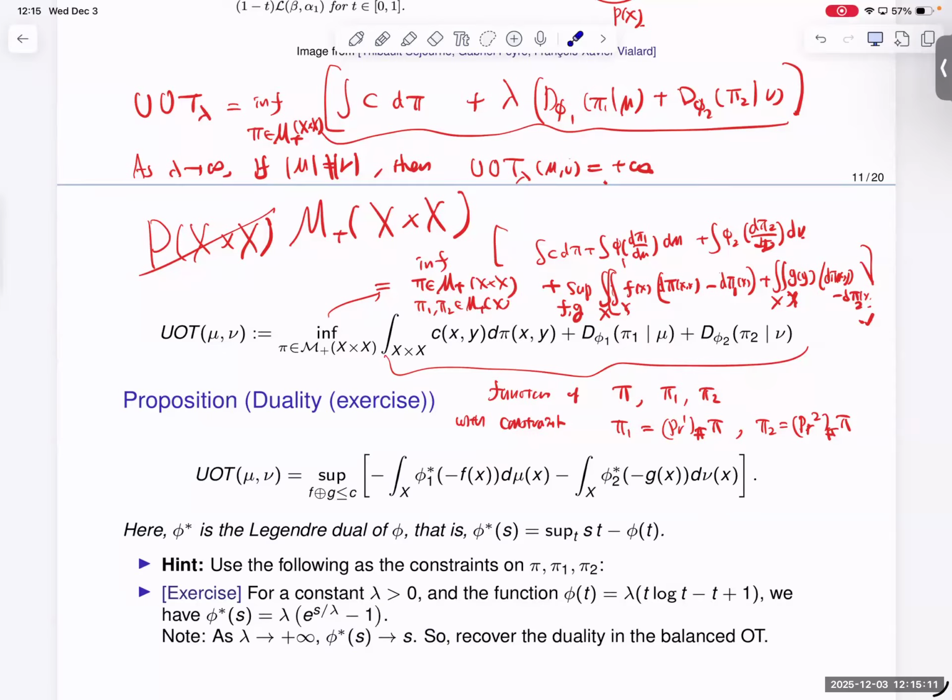Okay, sure. You can look at the literature. Sure. I guess an even more basic, intuitive question: how do we interpret pi? Once we have the optimizer, how do we interpret it as some sort of partial coupling between mu and nu? Yeah, so that is a very good question.